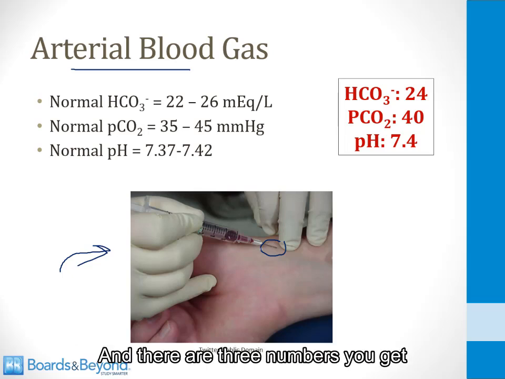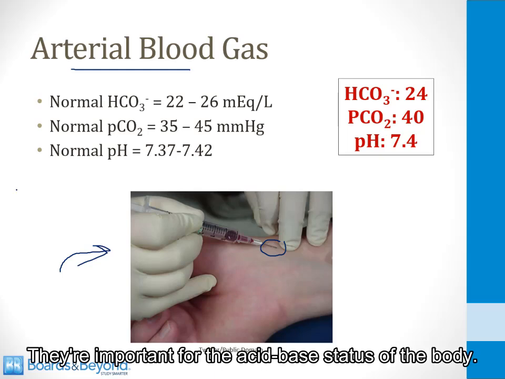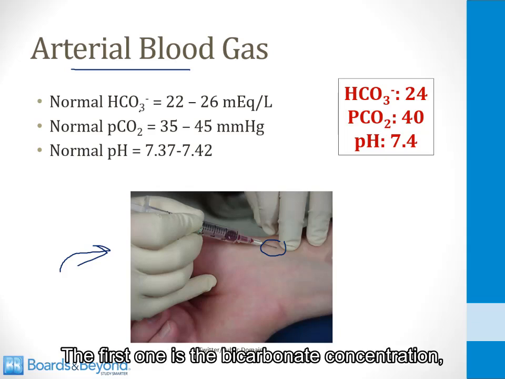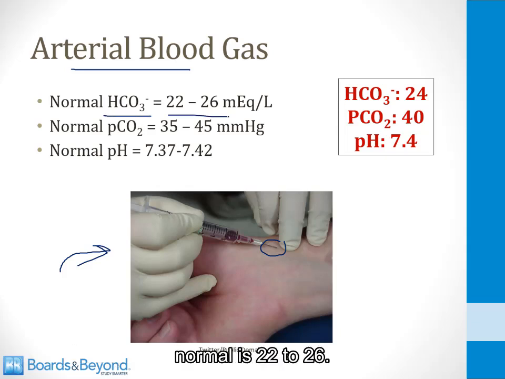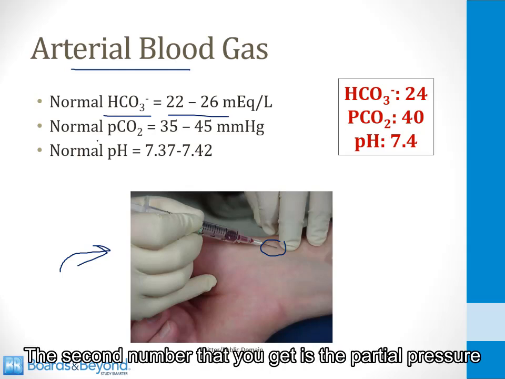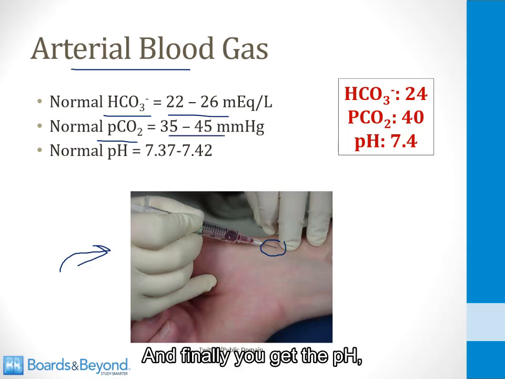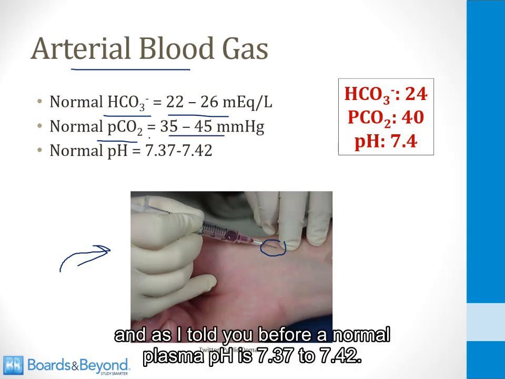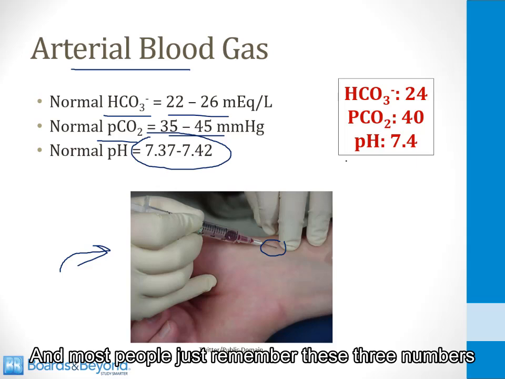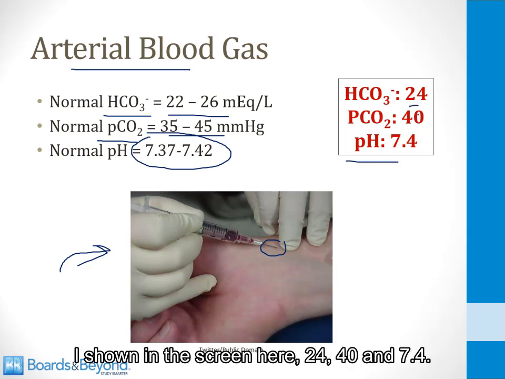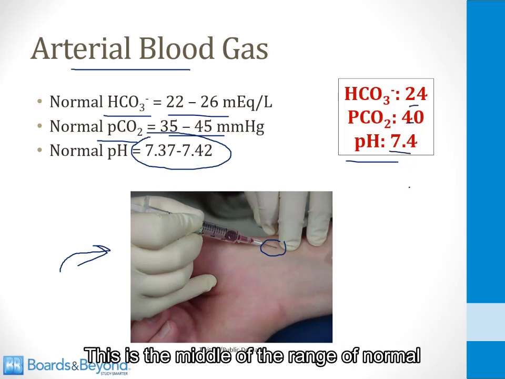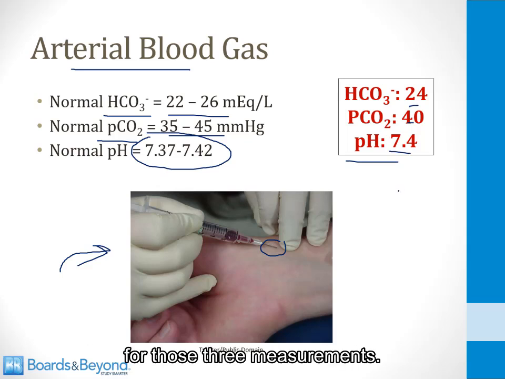There are three numbers you get from an arterial blood gas that are important for the acid-base status of the body. The first one is the bicarbonate concentration. Normal is 22 to 26. The second number that you get is the partial pressure of carbon dioxide. Normal is 35 to 45. And finally, you get the pH. As I told you before, a normal plasma pH is 7.37 to 7.42. Most people just remember these three numbers I've shown on the screen here, 24, 40, and 7.4. This is the middle of the range of normal for those three measurements.